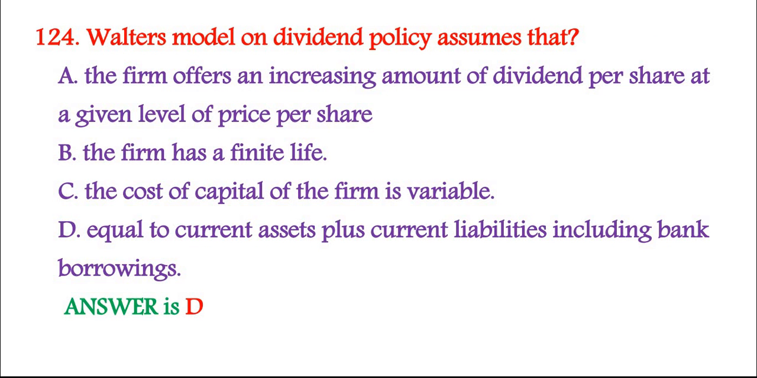124. Walter's model on dividend policy assumes that A. The firm offers an increasing amount of dividend per share at a given level of price per share. B. The firm has a finite life. C. The cost of capital of the firm is variable. D. Equal to current assets plus current liabilities including bank borrowings. Answer is D.